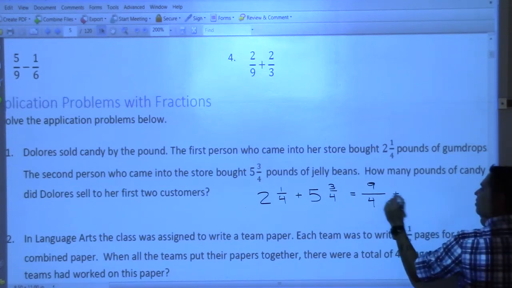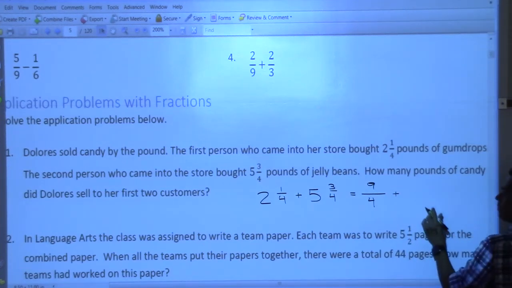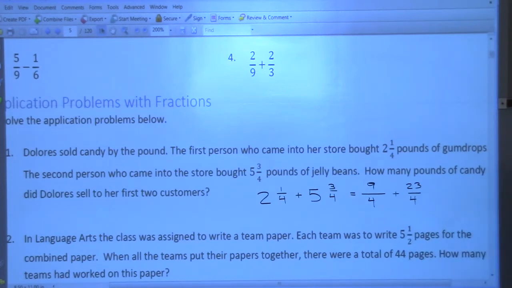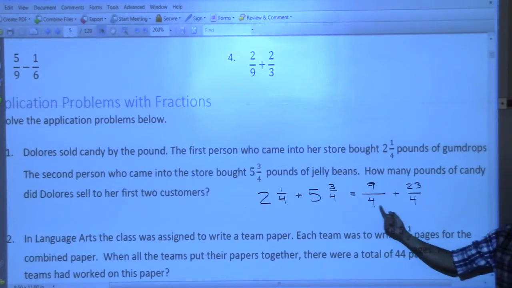9/4, and then plus 23 over 20. 23 over 4. 23 over 4. Sorry. Oh, it's all right. You don't have to apologize. Everyone agree with that? And now these already have the same denominator, don't they?